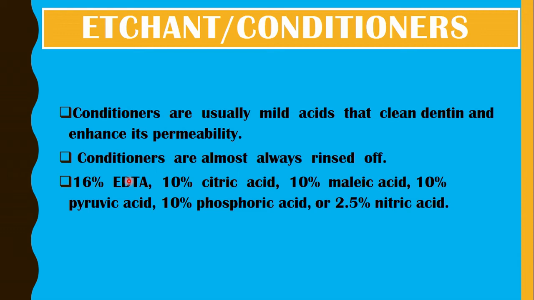Alright, so the etchants, basically these are the function of the etchant only. In etching we use 35 to 37% phosphoric acid, and it prepares the enamel and dentin to receive the primer, because of which the microporosities are created and the resin tag formation occurs.